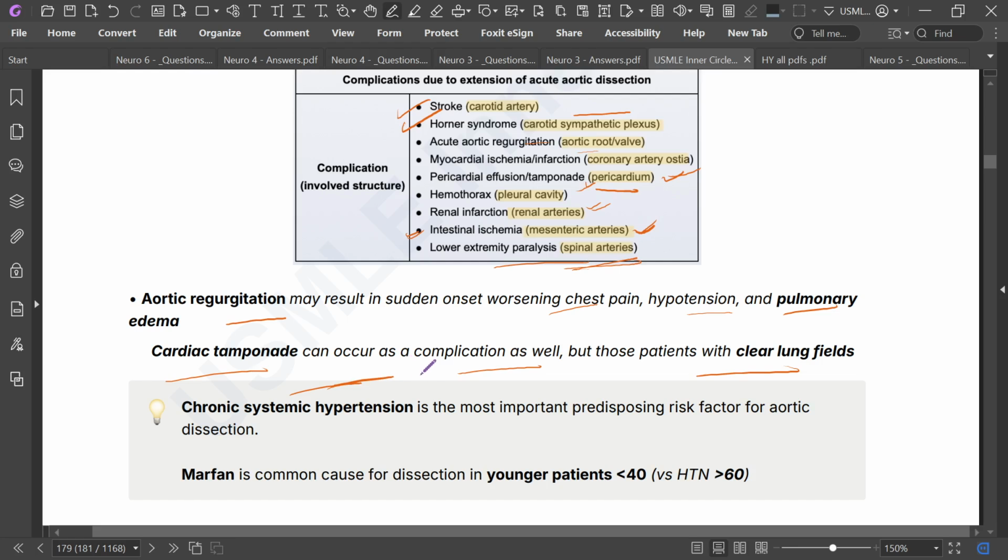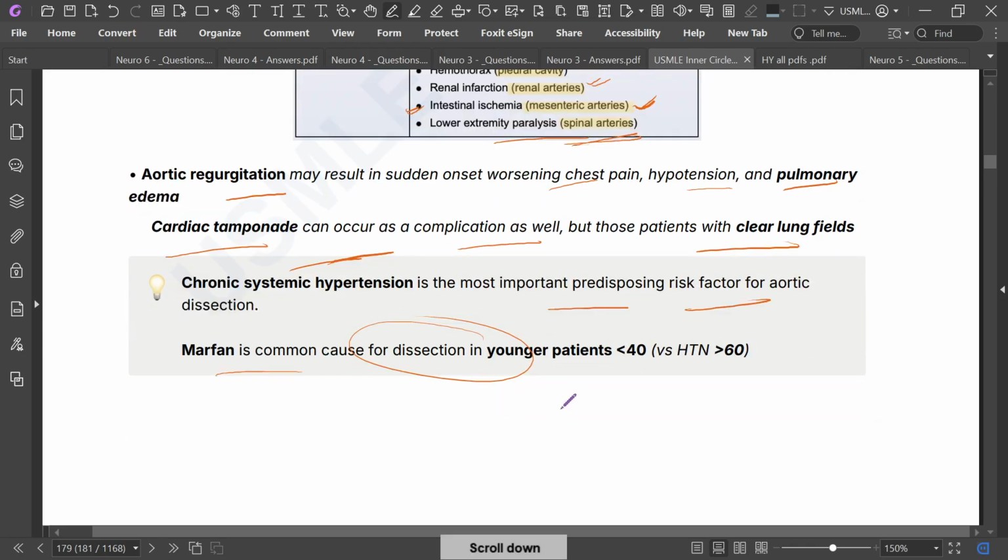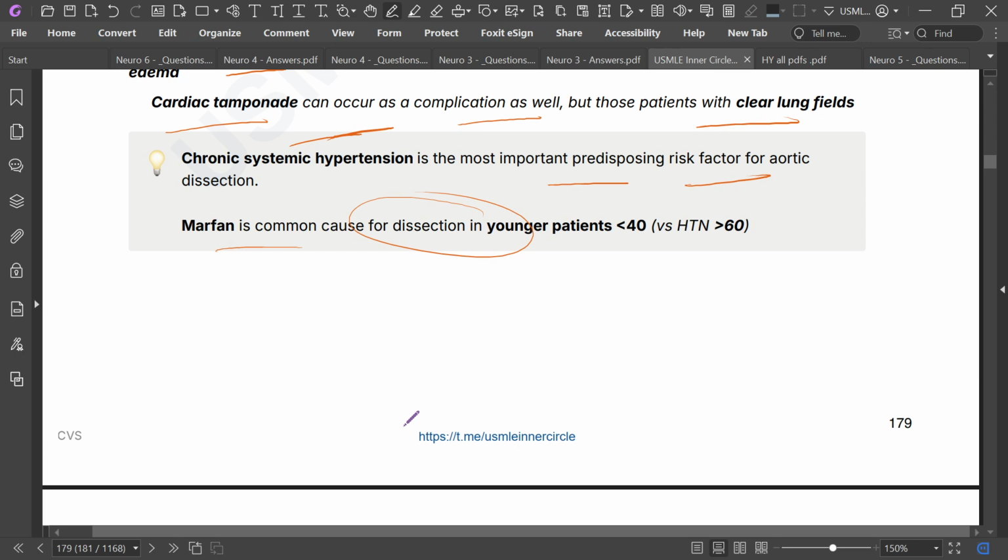Chronic systemic hypertension is the most important predisposing risk factor for aortic dissection. Marfan syndrome is the most common cause of dissection in younger adults, less than 40. In aortic dissection in patients more than 60, think about hypertension.